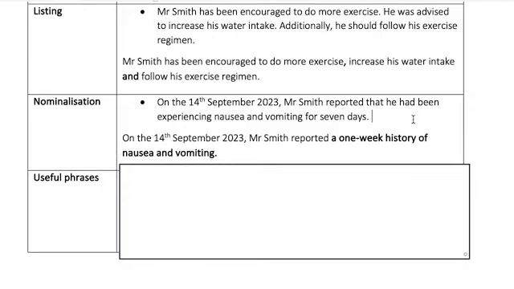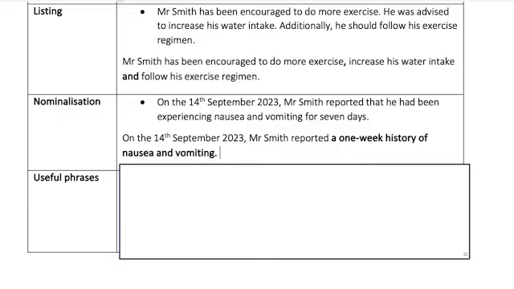On the 14th of September, Mr. Smith reported a 1-week history of nausea and vomiting. Well, I don't have to go down this difficult route of the past perfect. And instead, I use this great compound noun, a 1-week history. Okay. That is a very nice way to, one, avoid the complexity of past perfect, but also be more concise. And if you think about it, it is a very commonly used professional phrase in medicine.